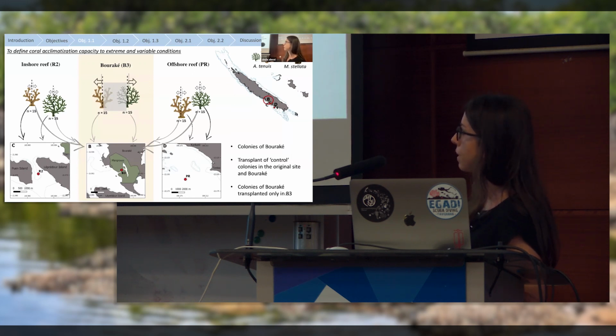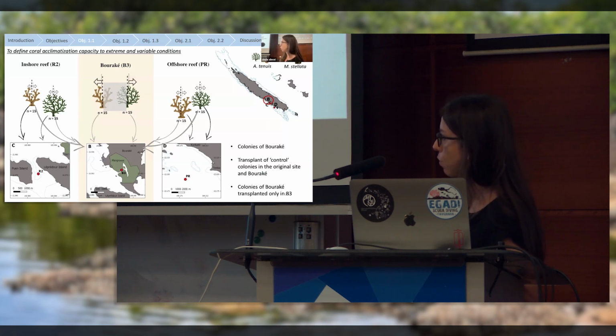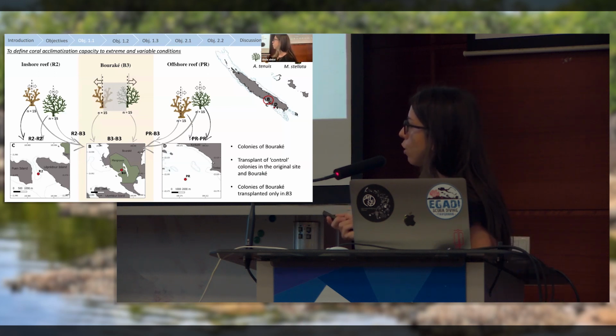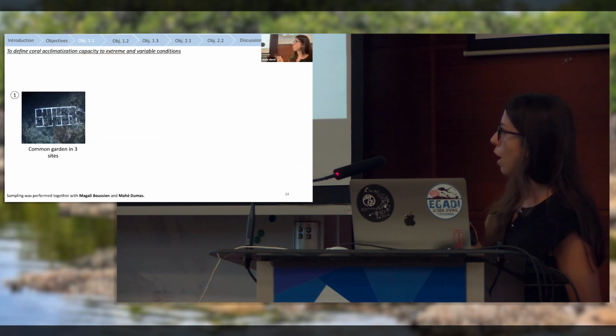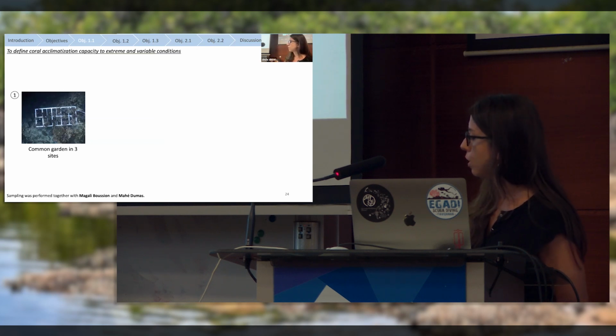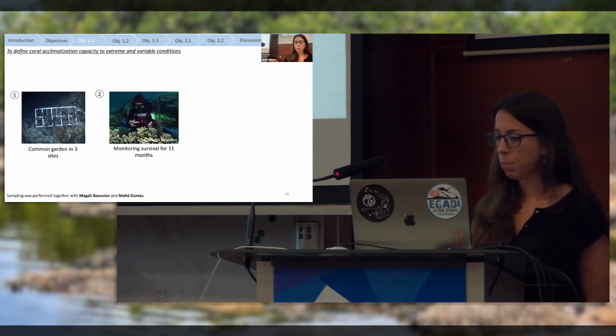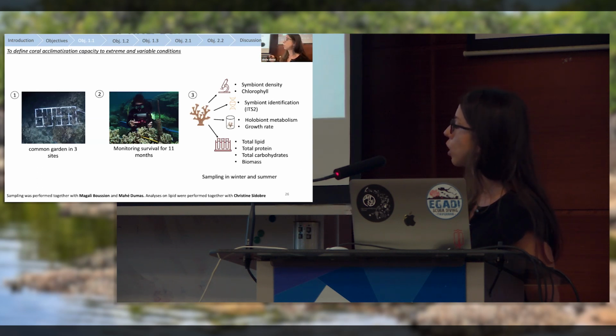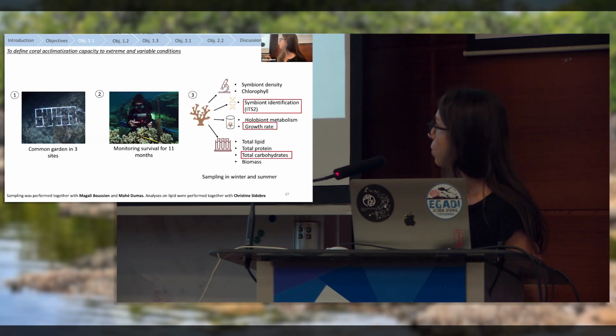I did much the same with the Bouraké colonies, in that I chose some colonies in Bouraké, split them in half, and transplanted half of the colonies together with the other non-native colonies. Therefore, I created 5 different categories: the colonies of Bouraké in Bouraké, the colonies of the inshore site in the inshore site, the colonies of the inshore site in Bouraké, and I did the same thing for the offshore colonies. So I put those colonies in a common garden. There were 3 different common gardens in total, one at each origin site. Then I monitored survivorship for 11 months, and I took a bunch of samples in winter and summer because I wanted to define different physiological metrics. But today, I'm just going to present a few of them because I don't have time.